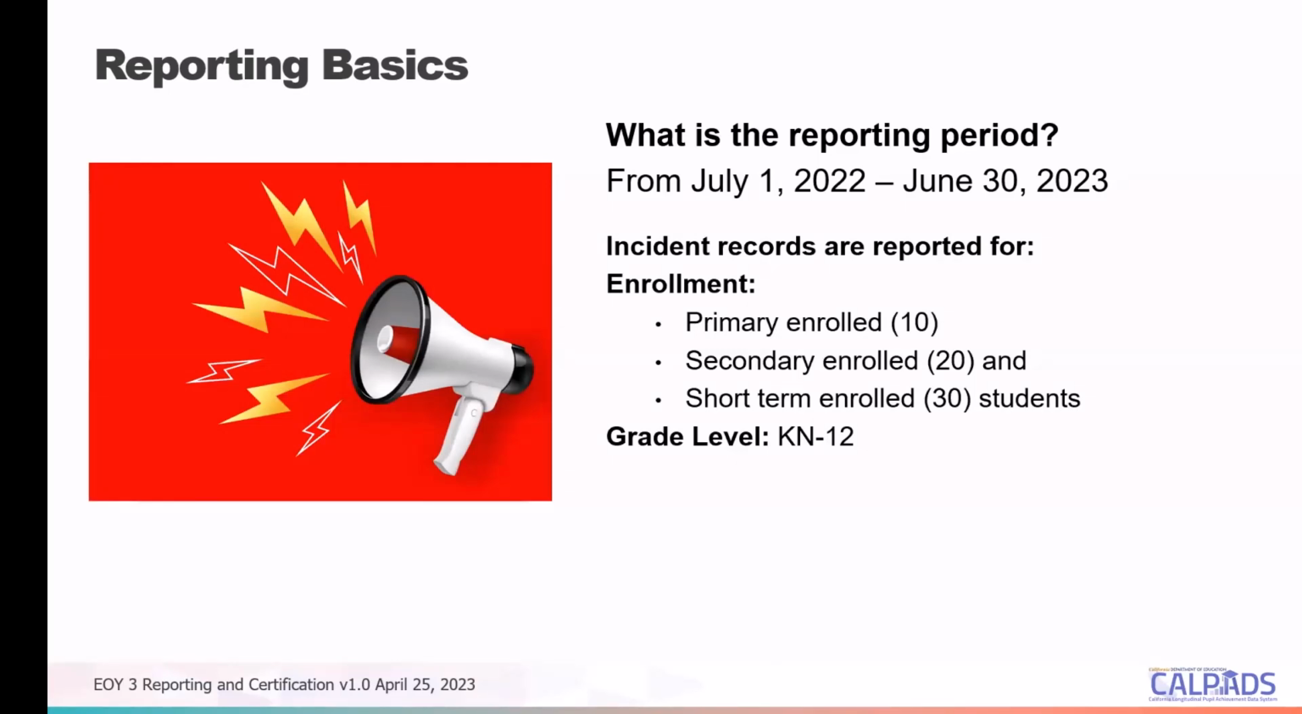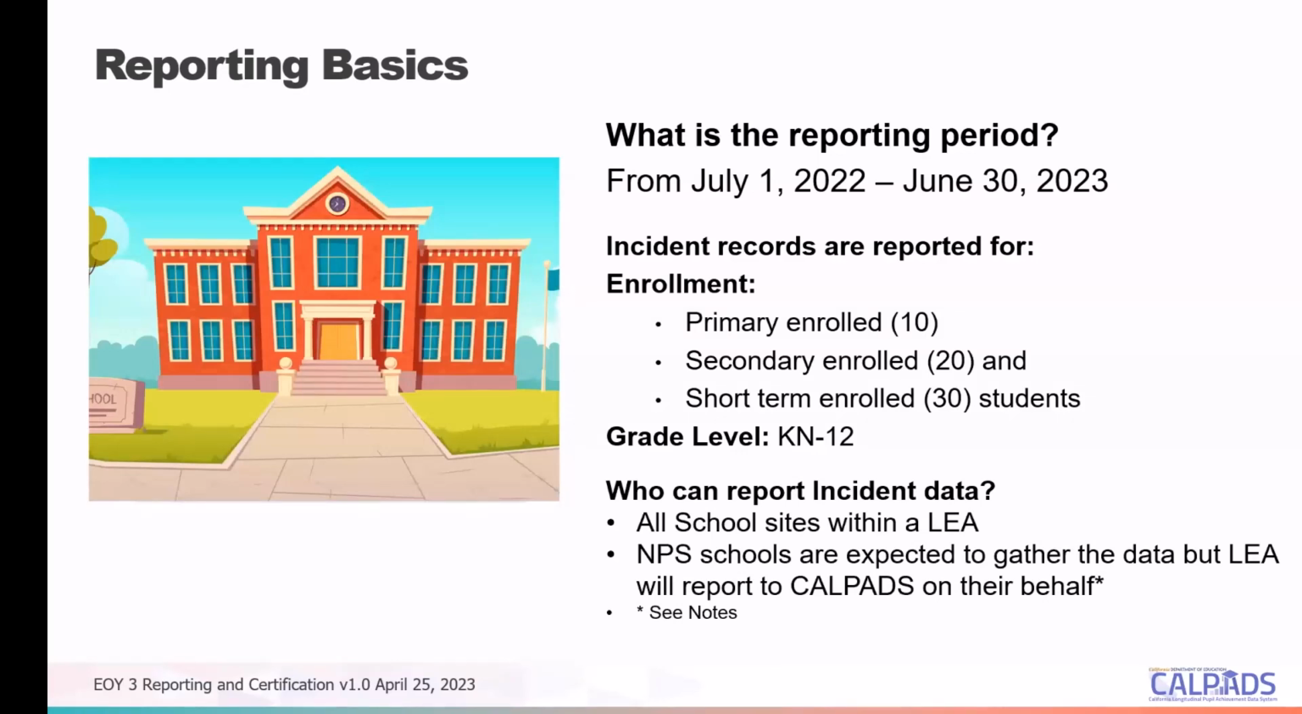For incidents, particularly, we want incidents for any students, right? Primary, secondary, or short term. Grade levels KN through 12. You want to report all incidents from all school sites, including NPS schools. Remember that the public funds are used to pay those NPS schools, and so the requirements are the same. Those students at NPS schools are treated like public school students, and we have the requirement of gathering the information on those students.